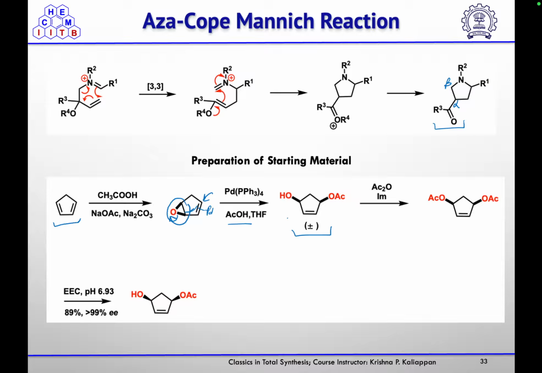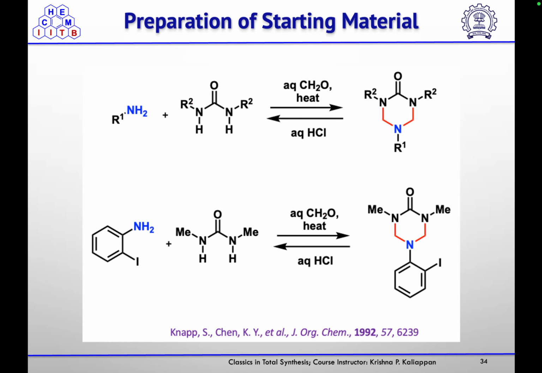Then again, that other alcohol they protected using acetic anhydride and imidazole to get this racemic diacetate, which they resolved using this enzyme, and they got 89% yield and more than 99% enantiomeric excess of one of the isomers, as this is the chiral synthesis. So for that purpose they resolved this compound.